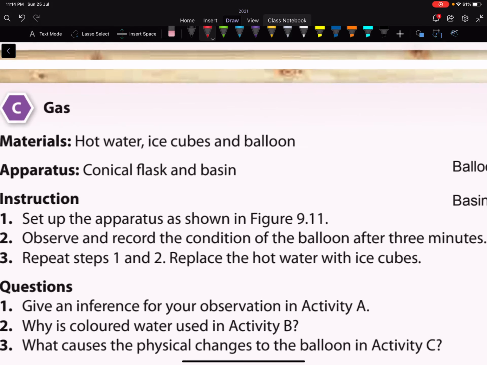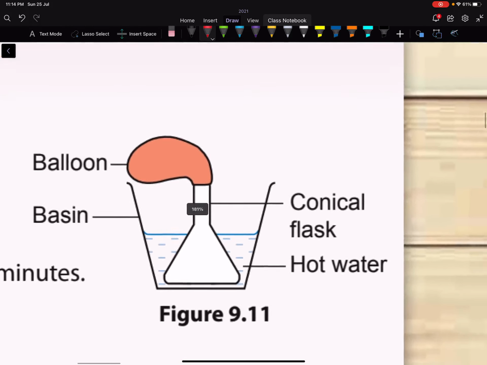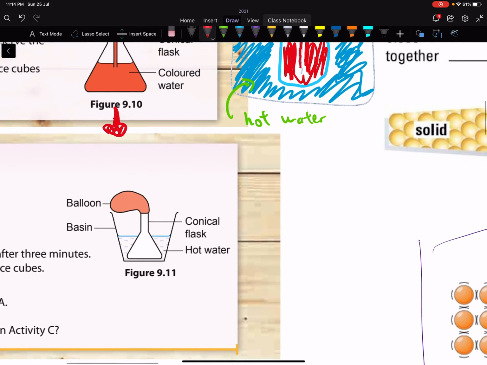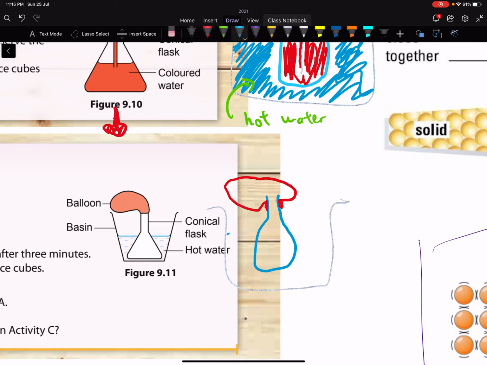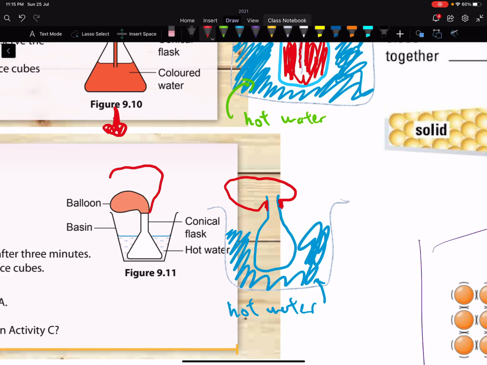Another one, gas. If we do the same as what we did for the straw, but instead you take your bottle and put a balloon over it. You don't need to fill it up too much with air, just a little bit, that's fine. Then you put it in a hot water bath also. What you'll find is that this balloon will expand.